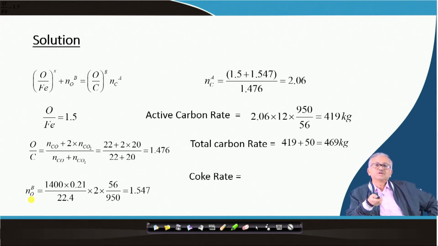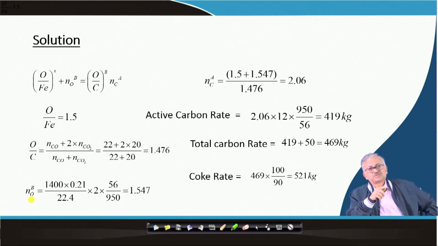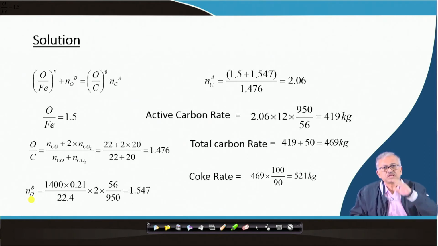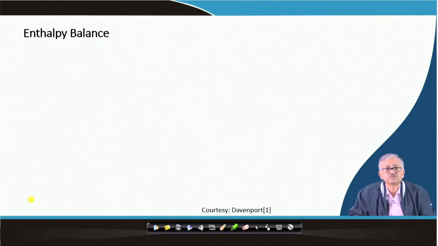So, the coke rate is basically, because the coke contains 90% carbon in the problem given, it will be 521. So, this is the simple way you can calculate. The only thing is that you have to convert from per gram atom of iron produced to kg per ton of hot metal. That simple conversion is required, and you can use a simple equation like this. This is the stoichiometric equation.